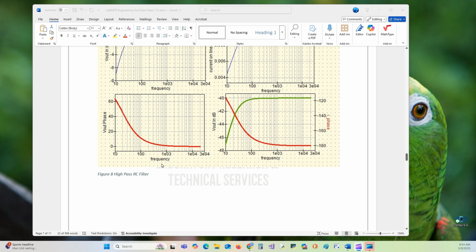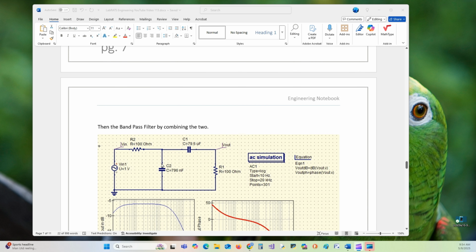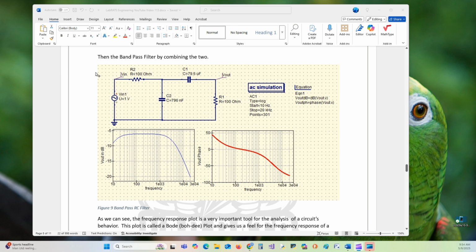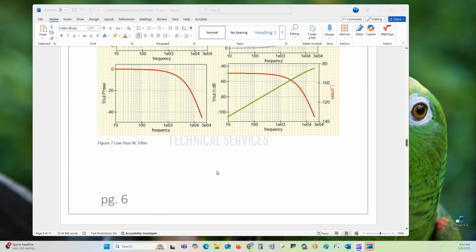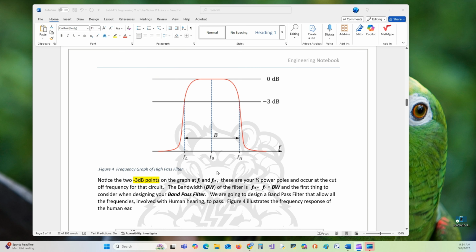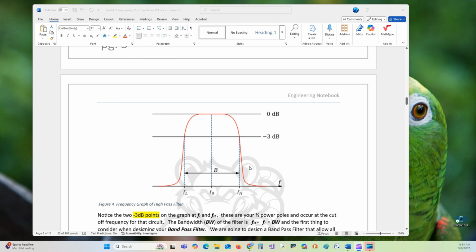It's cool. Now we're going to combine the two circuits to make our bandpass filter. So we have the C2 right here at 79.6 nanofarads, C1 at 79.6 microfarads, R2, this is R1 actually, is 100 ohms, R2 is 100 ohms. Sweep the same frequency range, 10 hertz to 20 kHz at 301 points, and we get the exact same plot that we saw up here when we did our bandpass filter.